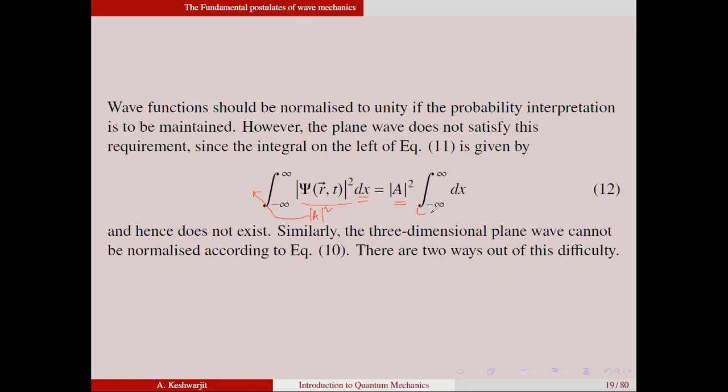And what is the value of this integral? dx from minus infinity to plus infinity. What is the value of this integral? Two times infinity, infinity. So this integral is infinity.